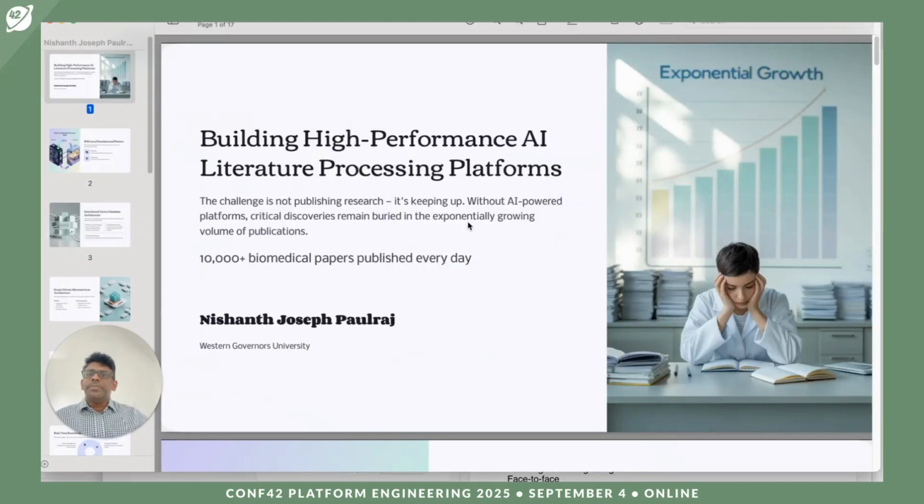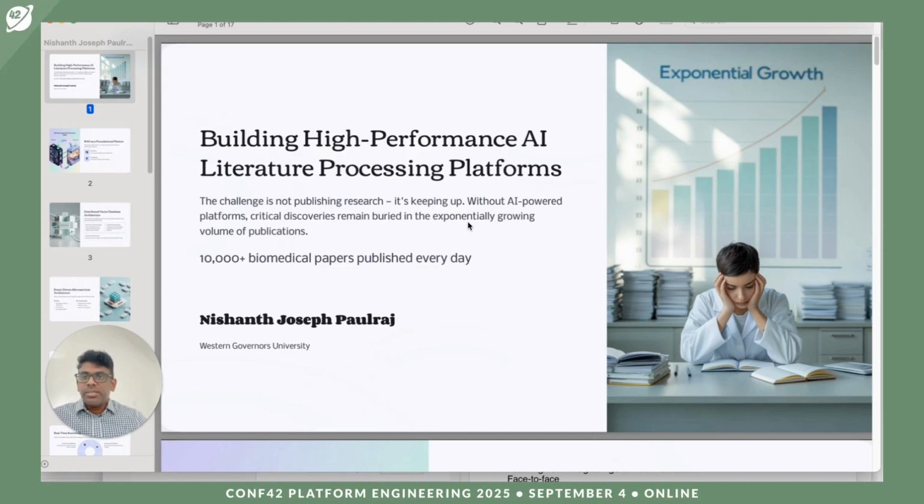Today I'm going to talk about building high performance AI literature processing platforms. AI has been a buzzword for the past several years. Let's talk about how AI can be utilized in navigating the complex ecosystem of researchers out there. Research is happening every day. There are plenty of researches happening, and the publications out there number in the thousands and thousands.